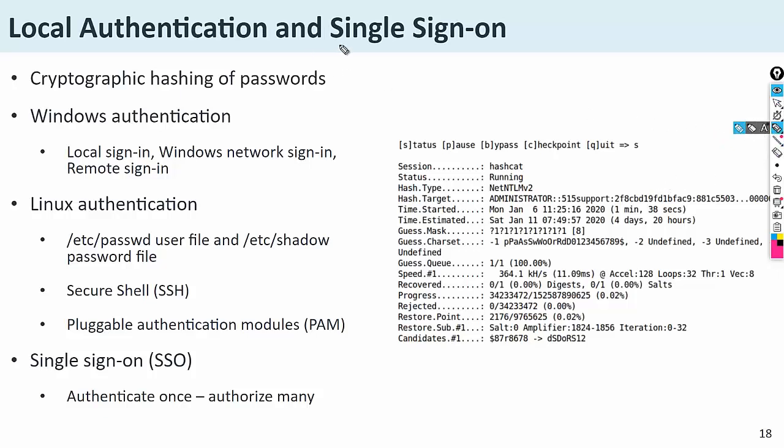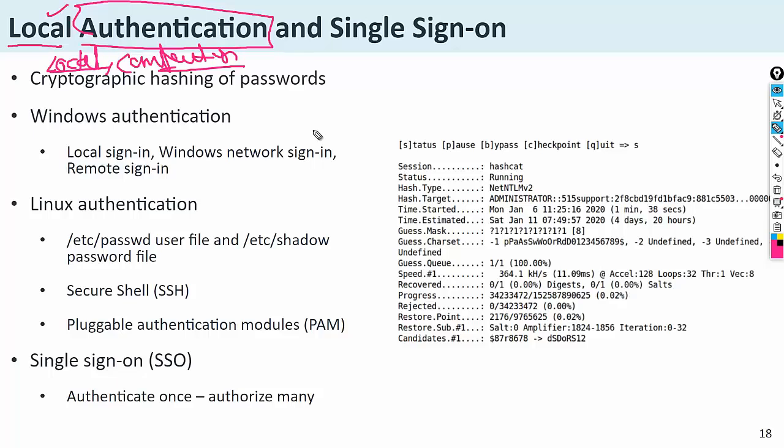So one more thing here: when you are doing authentication, one type is called local authentication. What is the meaning of local? It means local service, local computer. Local computer means my computer, your computer. This computer is known as a local computer, and my Linux system is known as a local computer. And on the local computer, you can log in with the help of a local username and password.